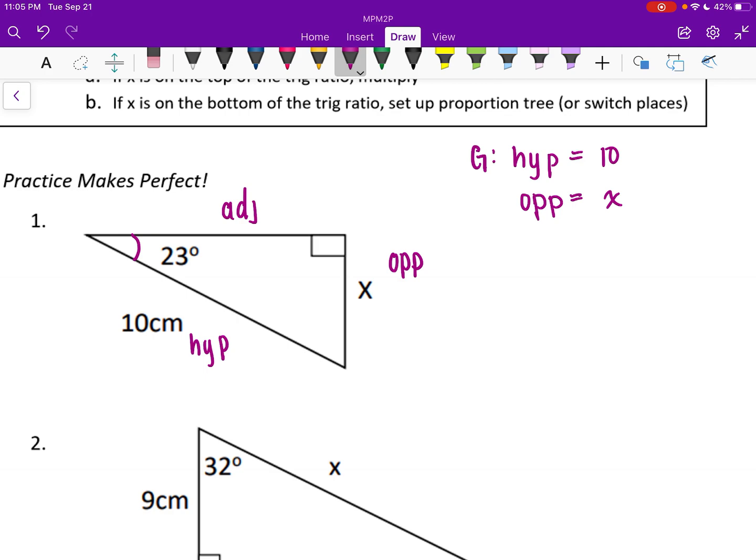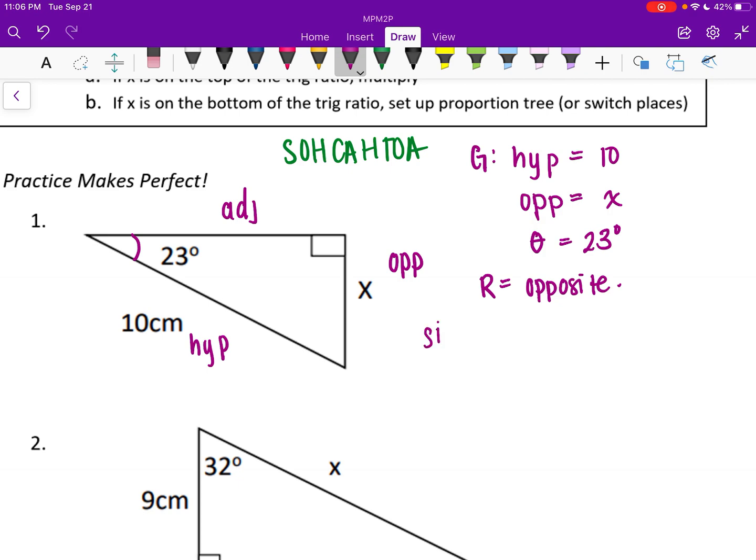And we know the angle is 23 degrees. So we're given the hypotenuse, we're given the angle, and what we're looking for is the opposite. So let's use hypotenuse and opposite. If we go back and look at SOHCAHTOA, it's going to be sine is equal to opposite over hypotenuse. So let's write that out for ourselves.